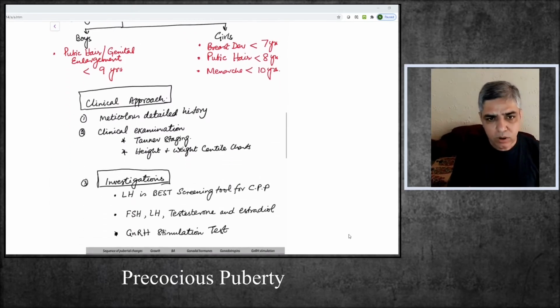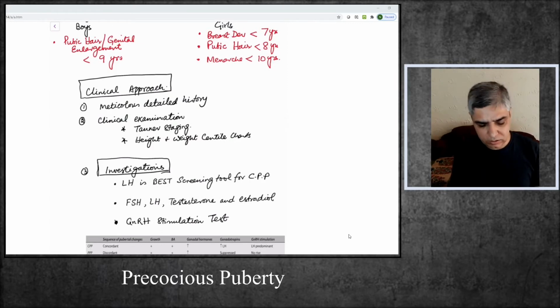Now, how do we approach such cases? A meticulous, detailed history is very, very important. You should take a history of when they first noticed these characteristics, and the order in which they have appeared. It's also important to know any history of previous central nervous system infections, any history of trauma to the head, any family history of such things, and a history of any drug, especially hormonal drugs, for any condition. So you need to ask about all these things in a detailed history.